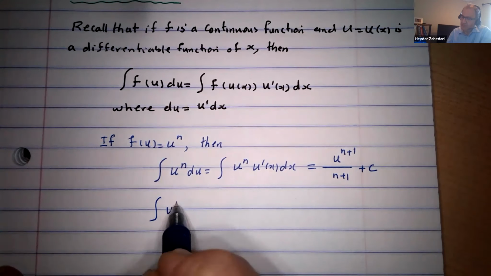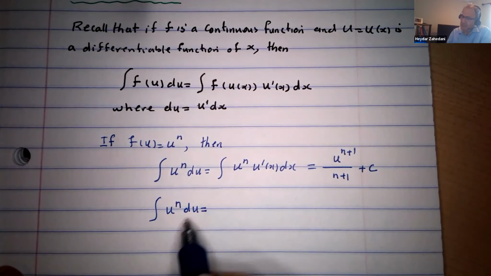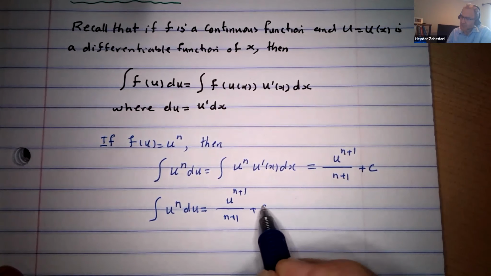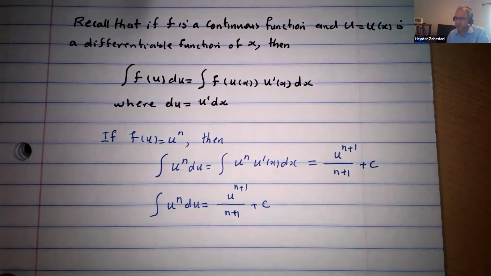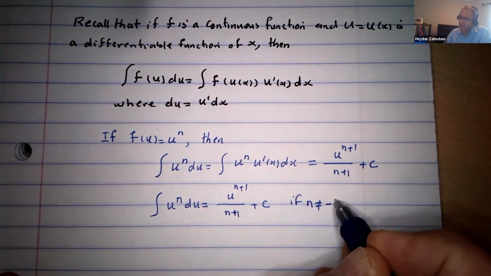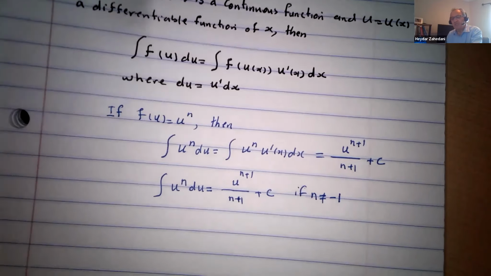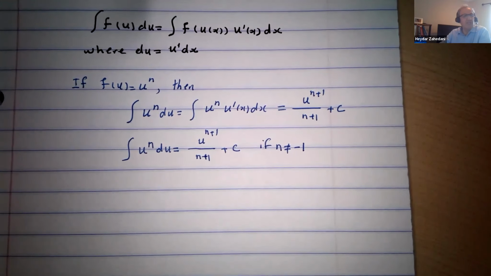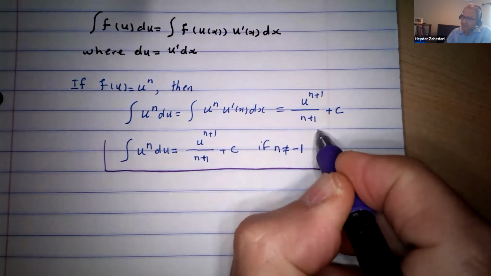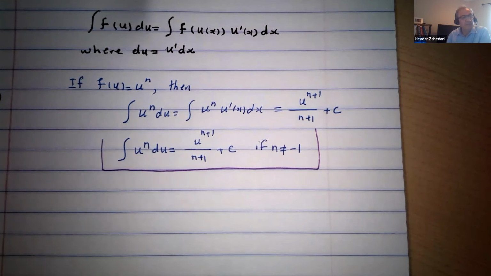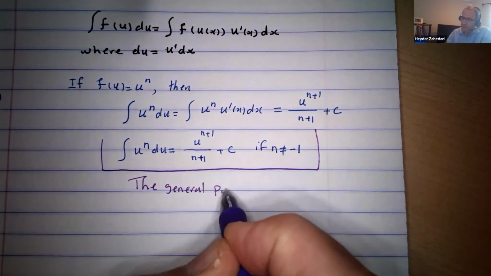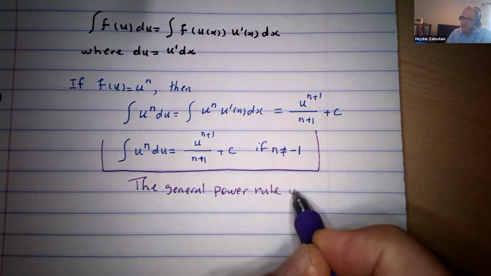So basically, the integral of u to the n du is equal to u to the n plus 1 divided by n plus 1 plus the constant c. Of course, this formula can be used only if n is not equal to negative 1. If n happens to be equal to negative 1, later on we are going to introduce the natural log and use the natural log formula for that one. This is the special case that we have, and this is called the general power rule of integration.